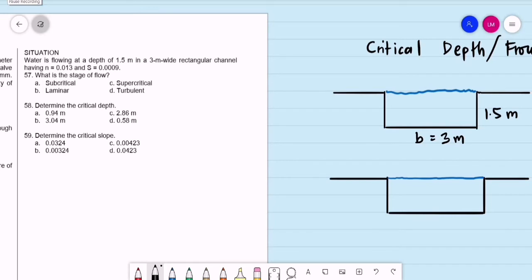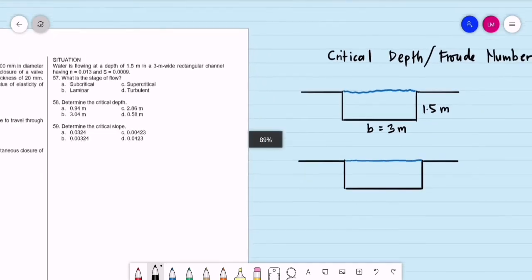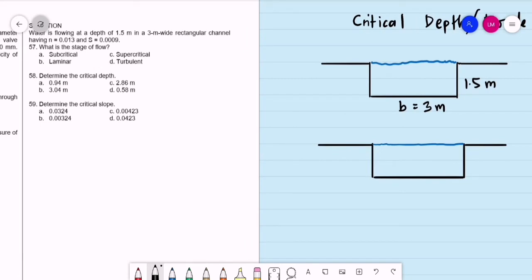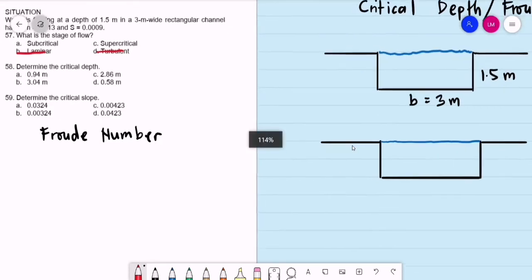So now we go to 57 to 59. Water is flowing at a depth of 1.5 meters in a 3 meter wide rectangular channel having n equal to 0.013 and s equal to 0.0009. What is the stage of flow? We are back to open channels, but this is about critical flow. To know the stage of flow, we need the value of the Froude number. We can remove turbulent and laminar, because those two are for pipes.